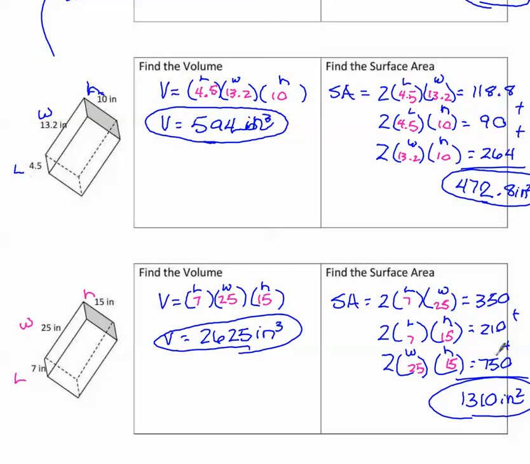They don't have to be in this order, but as long as you're getting 350, 210, and 750, you may have labeled your length, width, and height differently, which is why they could be mixed around a little bit. But as long as you get these when you add them, you will get the right answer at the end. So they might be in a little bit of a different order, but that is perfectly okay.